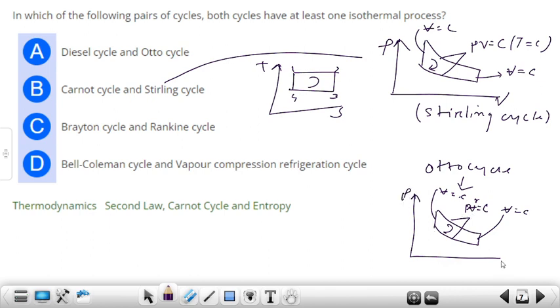And this is the PV axis. The main difference is that these are reversible adiabatic and this is the constant temperature process in the case of the Stirling cycle. So the question asks for at least one isothermal process. So these are the isothermal processes in the Carnot cycle, and the Stirling cycle has these isothermal processes. So option B is the correct answer. Next question.